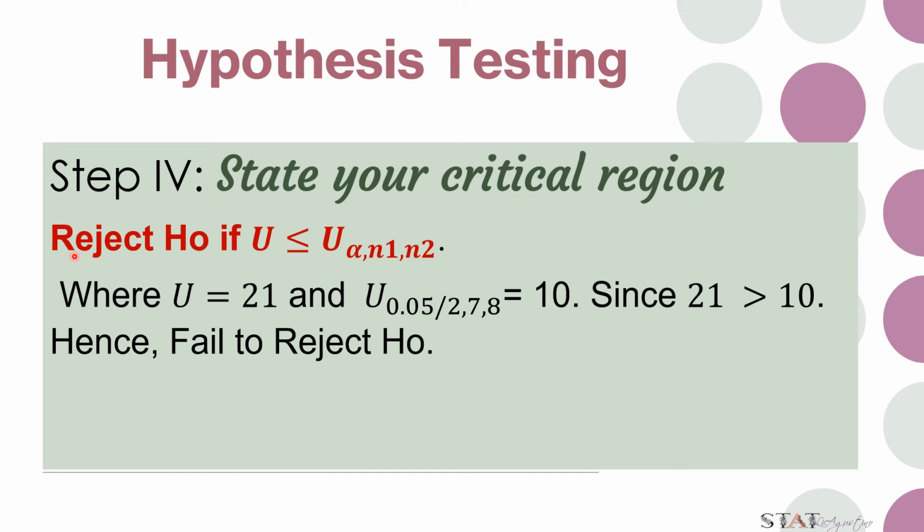So now, since this is our decision rule, since U computed is 21, which is greater than 10, hence fail to reject H0 because it is greater. If it is less than, then reject H0. However, our data shows that U computed is greater than U tabulated. Hence, fail to reject H0.